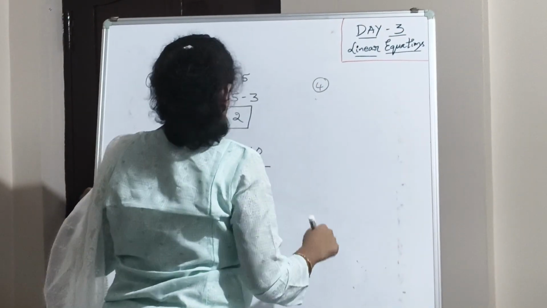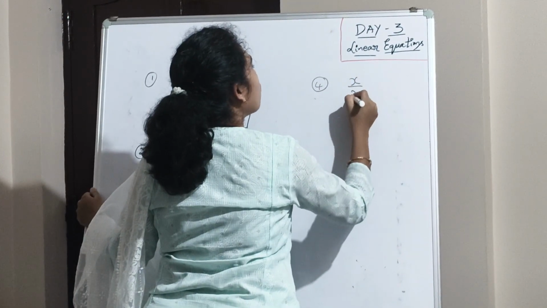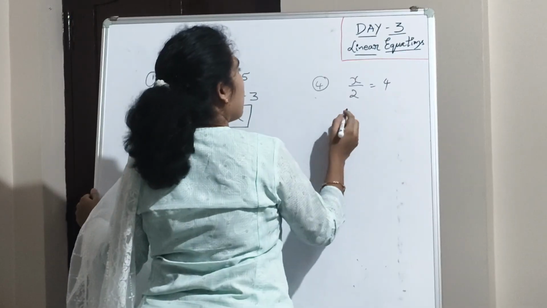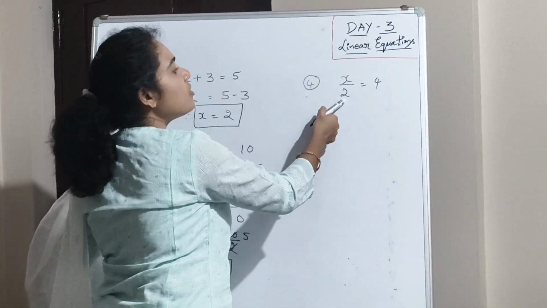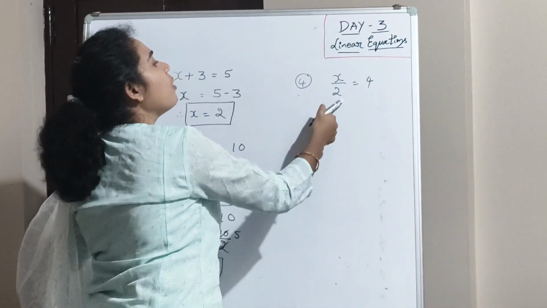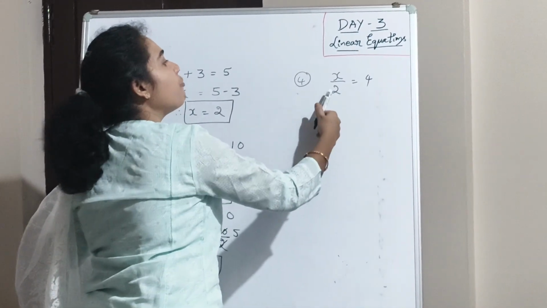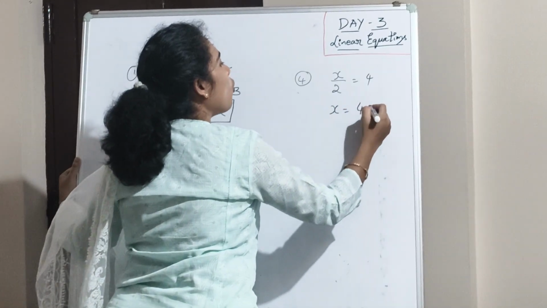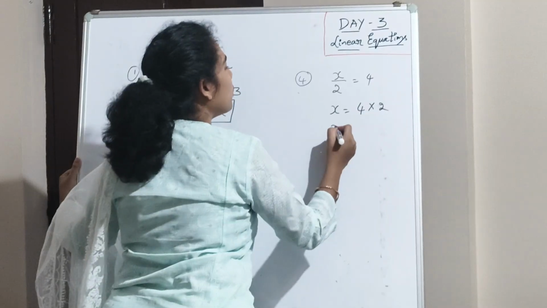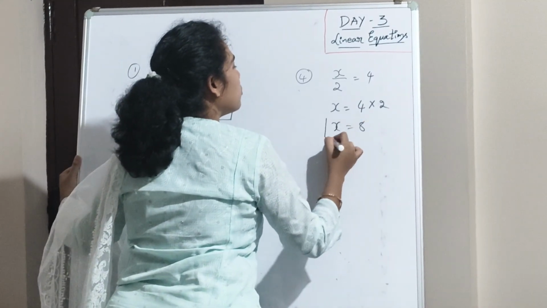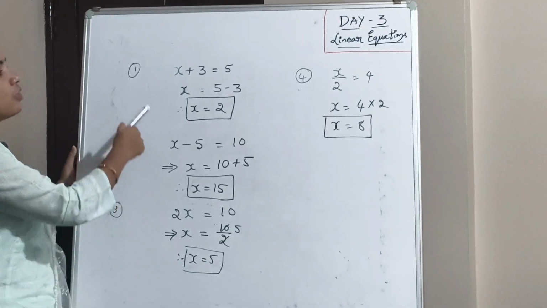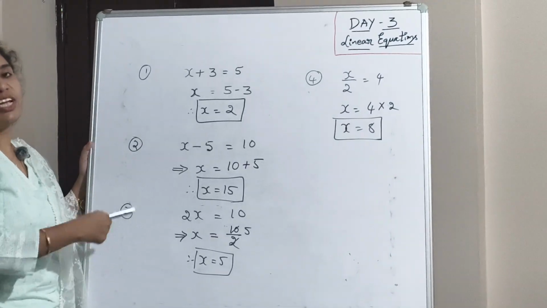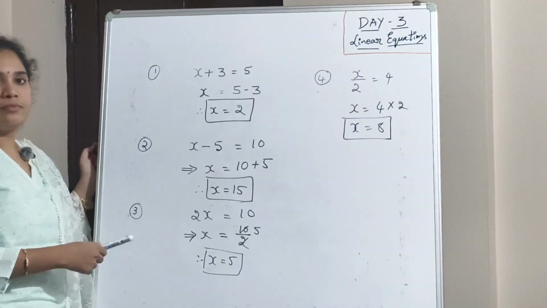Fourth example. x by 2 equal to 4. Now this 2 is in the denominator, so it is in division. If we move it to the RHS, it becomes multiplication. So 4 multiplied by 2 is 8. See, in this way we use transposition and change the sign accordingly.